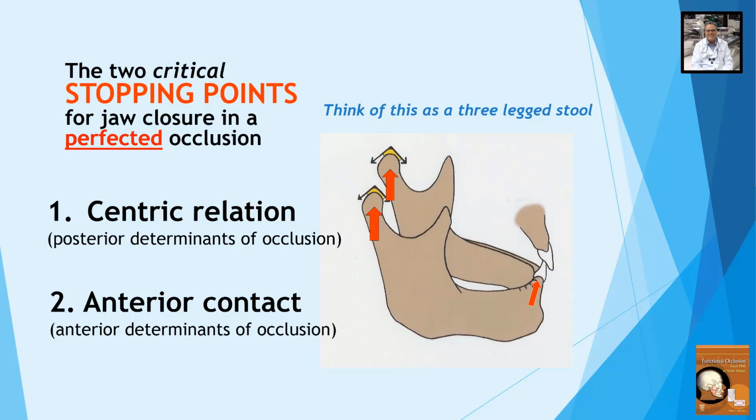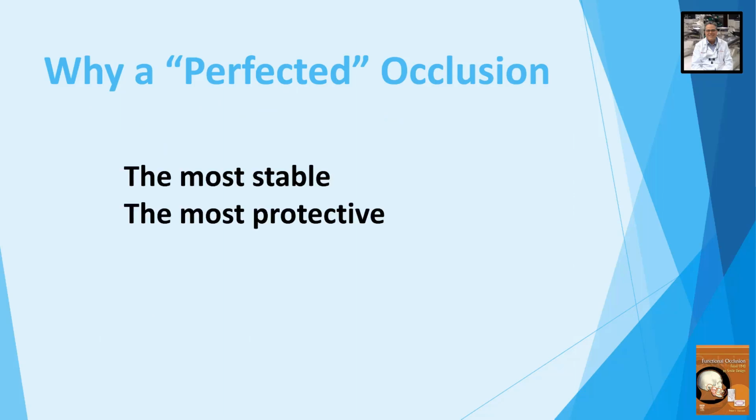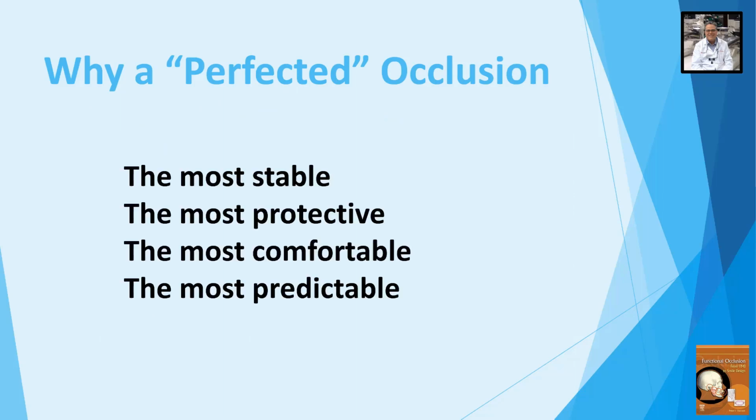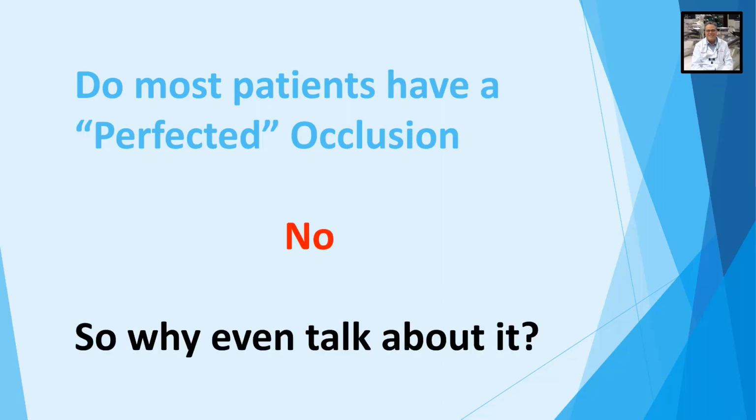If you remember, I told you I like that word because it implies action, it implies it's been improved, and it's defined in a specific certain way. So that's the word we will use in this mini series. Why? Well, it's stable, it's protective, it's comfortable, it's predictable. Do people have it? No, not really. So why talk about it?